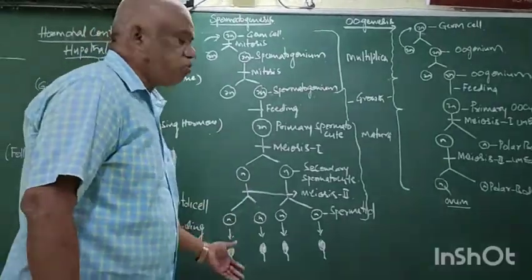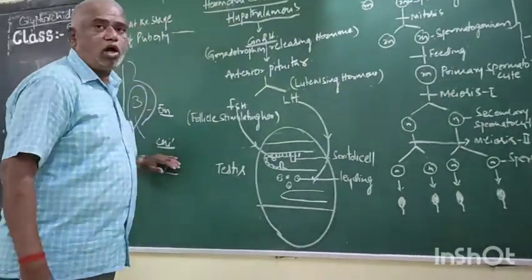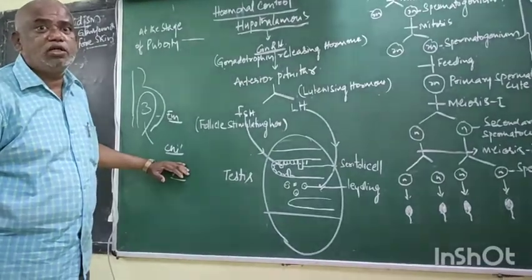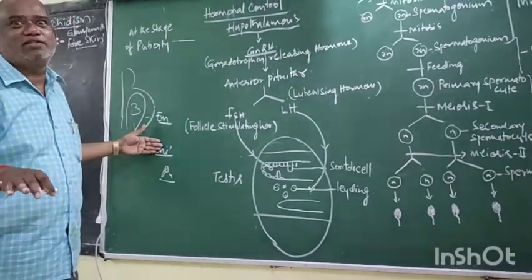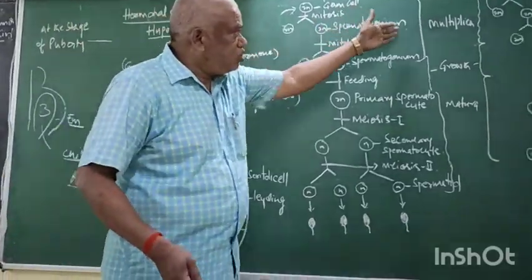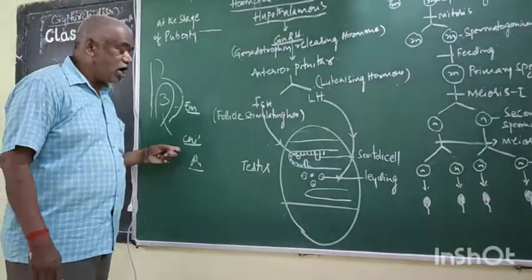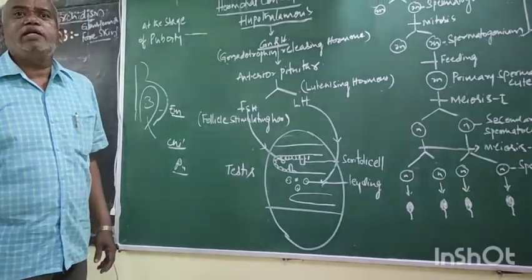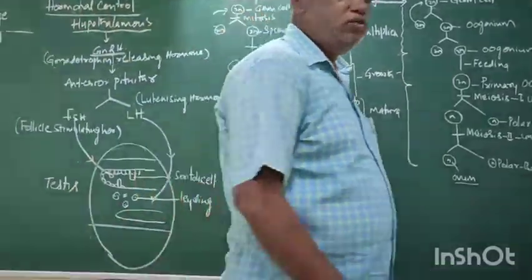Now, what about spermatogenesis? The total spermatogenesis in males starts from puberty. There is no spermatogenesis in the embryonic stage or in the childhood stage. The growth phase, multiplication, maturation, everything, in males starts from puberty and continues up to death. Puberty may be at 18 or 19 years. But in females, it is very interesting.